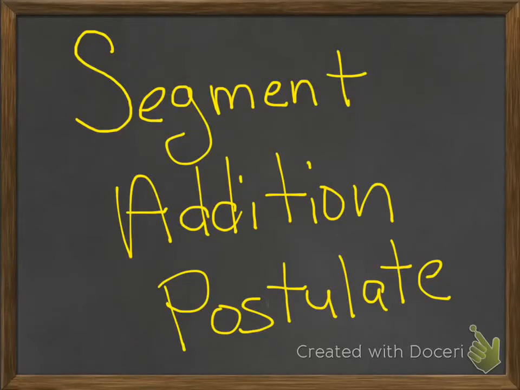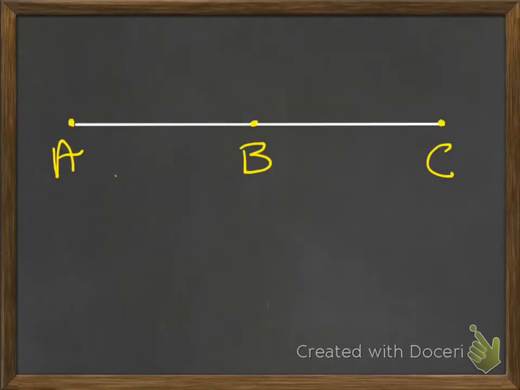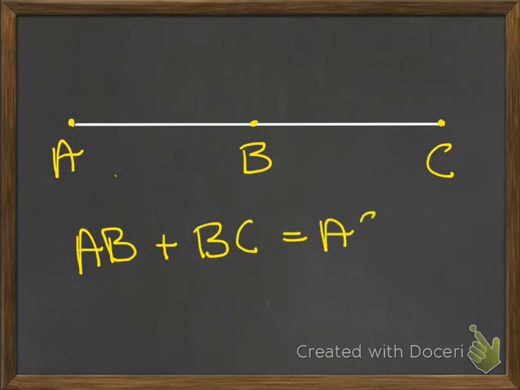This is a video on the segment addition postulate. So what the segment addition postulate says is that if you have line segment AB and you've got point B which lies somewhere in between AC, you can state that AB plus BC is equal to AC.